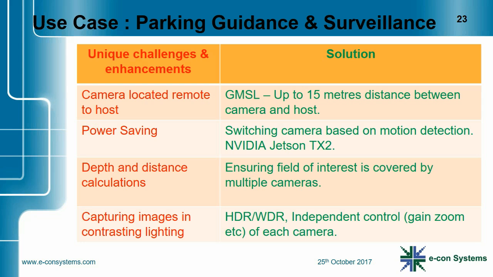Another is the ability to capture images in contrasting lighting, where the same field of interest has lights of different intensity. For this, if the sensor supports HDR or WDR, we can use it. One big advantage with the solution is that, across these multiple cameras, some parameters like gain and zoom can be independently controlled, and by selectively applying the right gain, one can achieve the same.